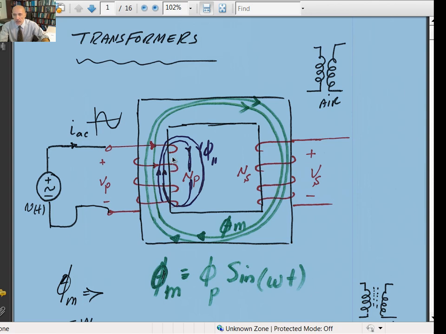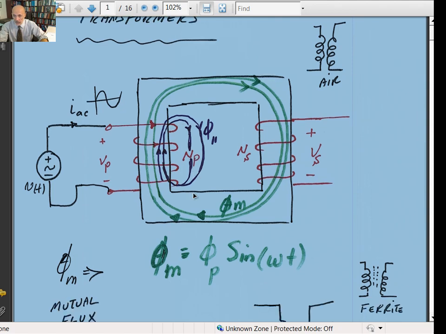But there's some flux leakage. Not all the flux generated in the primary is going to go to the secondary. That part is called phi 1,1 partially, and what does link is called the mutual flux. Phi sub m will be the pure sine wave, and phi 1,1 is called the leakage flux. Because of this leakage flux, as we're going to see later, you produce an inductance in the coil. It will have some kind of reactance to the voltage itself.